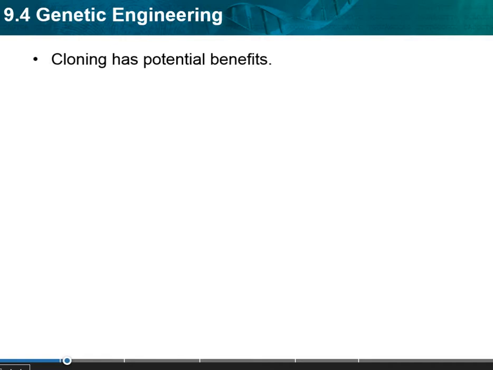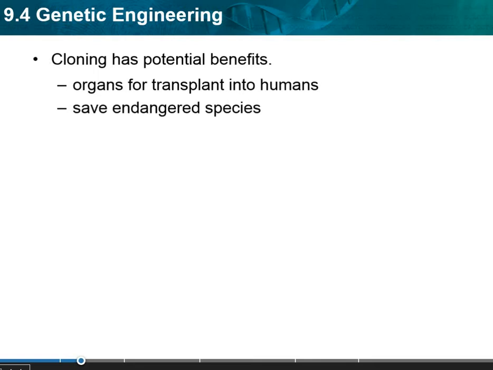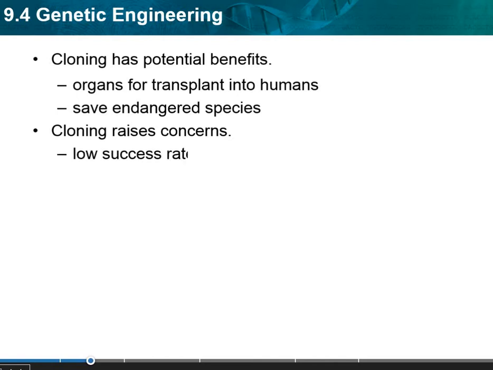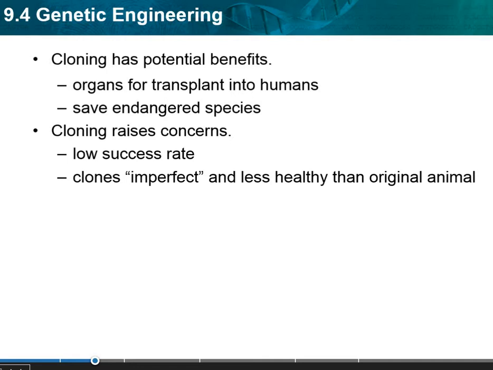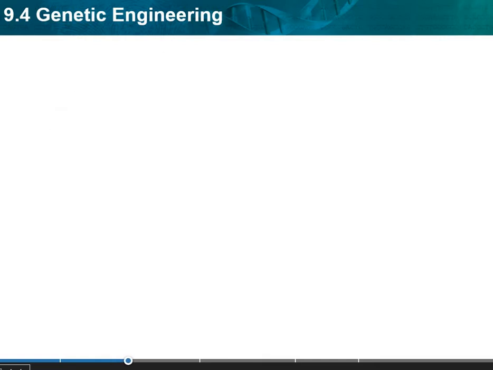So cloning has benefits. You could clone organs to transplant them into humans. Clones could be used to save endangered species. There are concerns. There is a low success rate. Clones are imperfect, usually less healthy than the original animal. You also end up with decreased biodiversity because you're sticking with only certain traits and things like that. So you aren't getting what would naturally happen out there in the real world.